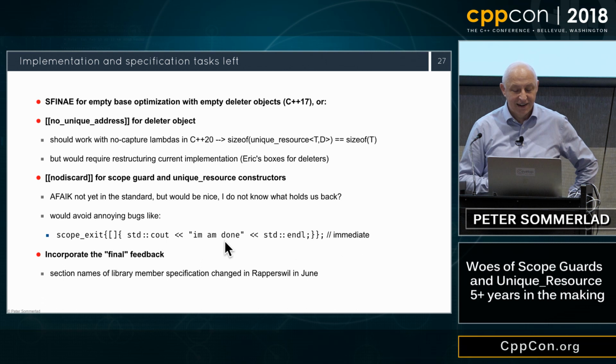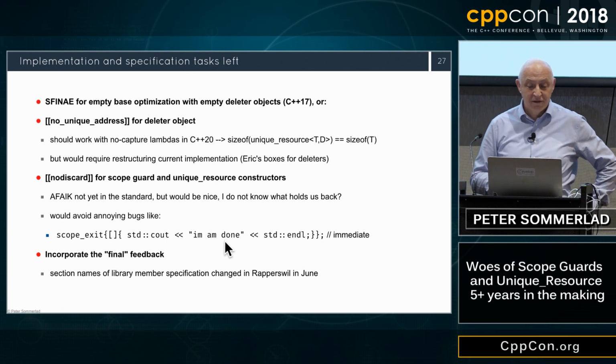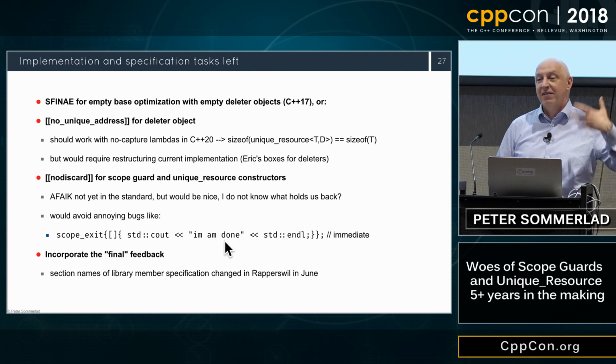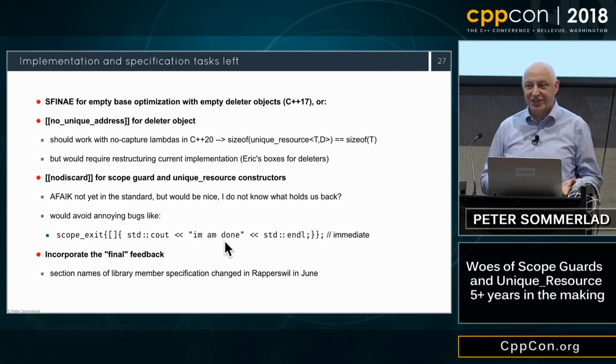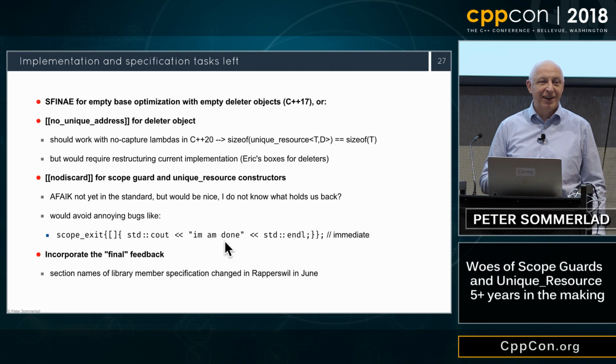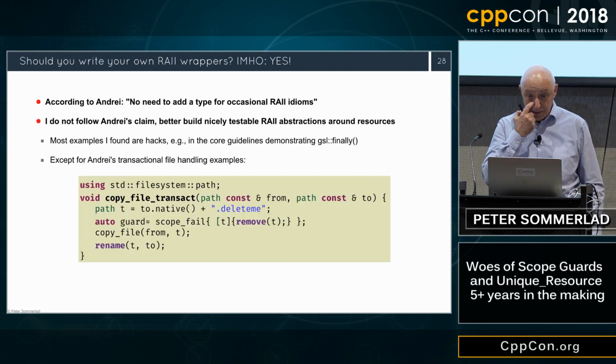And I need to incorporate the final feedback, especially because the standard is a moving target. All the section names of specifying the behavior or the semantics of a library function have changed the name and sometimes even split the semantics. So that's busy work to getting the spec according to the current rules in the standard.